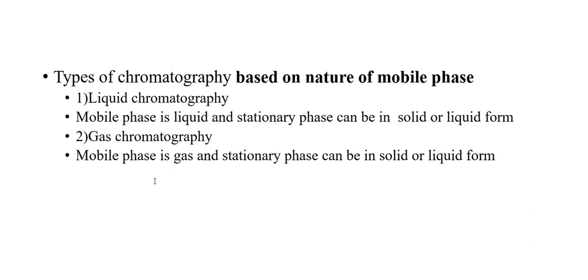Based on the nature of the mobile phase, there are two types of chromatography: liquid chromatography and gas chromatography. If the mobile phase is liquid, then it is called liquid chromatography. If the mobile phase is gas, then it is called gas chromatography.